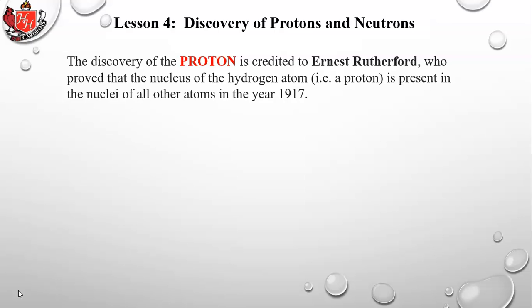The discovery of the proton is credited to Ernest Rutherford, who proved in 1917 that the nucleus of the hydrogen atom, i.e. the proton, is present in the nuclei of all other atoms. So everything we know about atoms really was discovered within about 100 years or so.